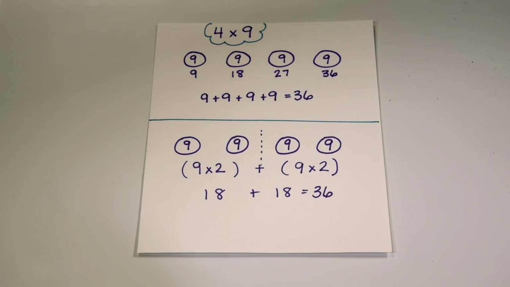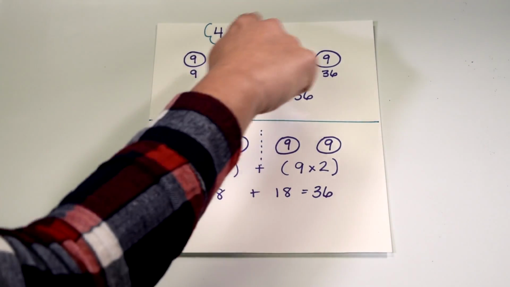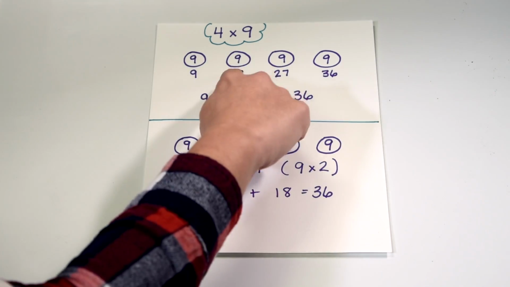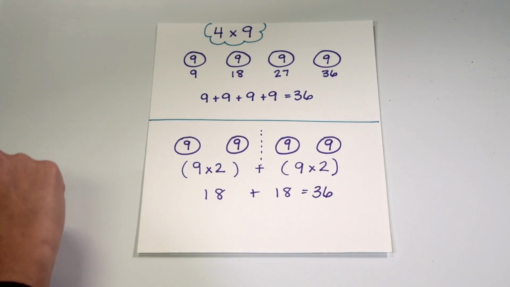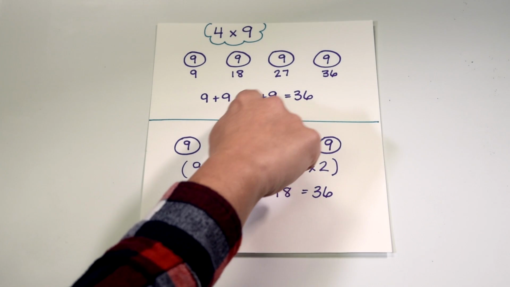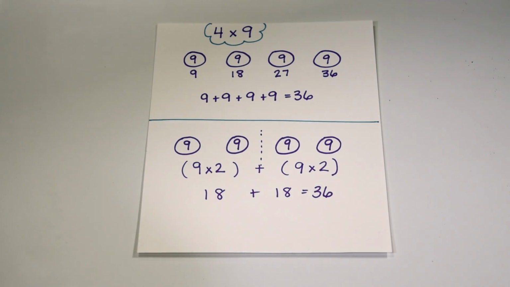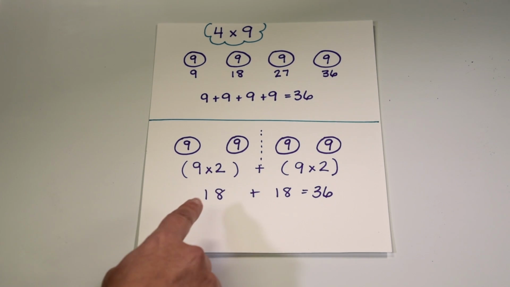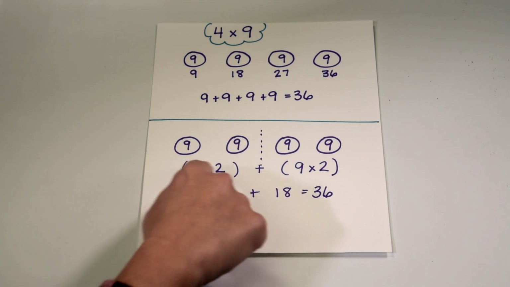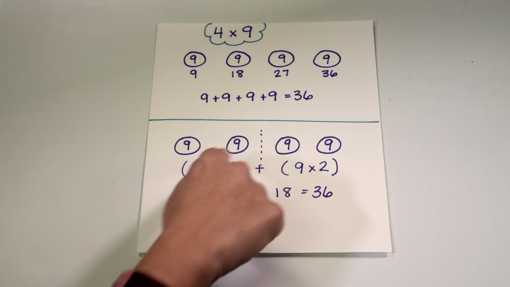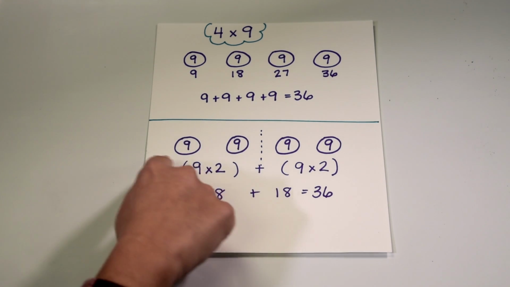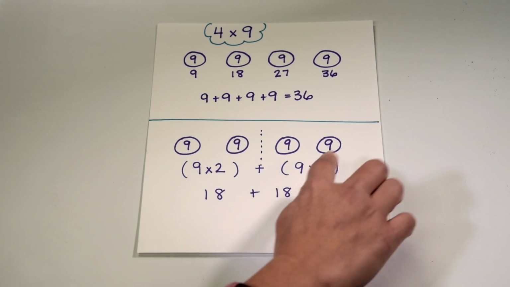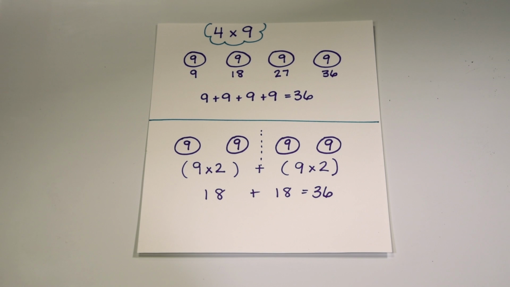If you take a look in this example, I made 4 groups with 9 in each group. I showed the skip counting, 9, 18, 27, 36, and I also wrote out 9 plus 9 plus 9 plus 9 equals 36. On the bottom here, I showed that I used my basic fact of 9 times 2. I know that 2 groups of 9 is 18, so therefore 9 times 4 would be 2 groups of 9 times 2 and 9 times 2. This is one way that you could solve it.